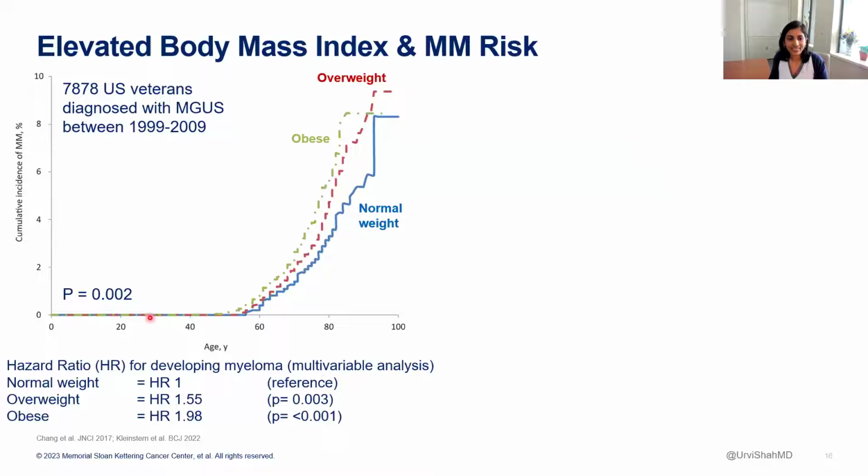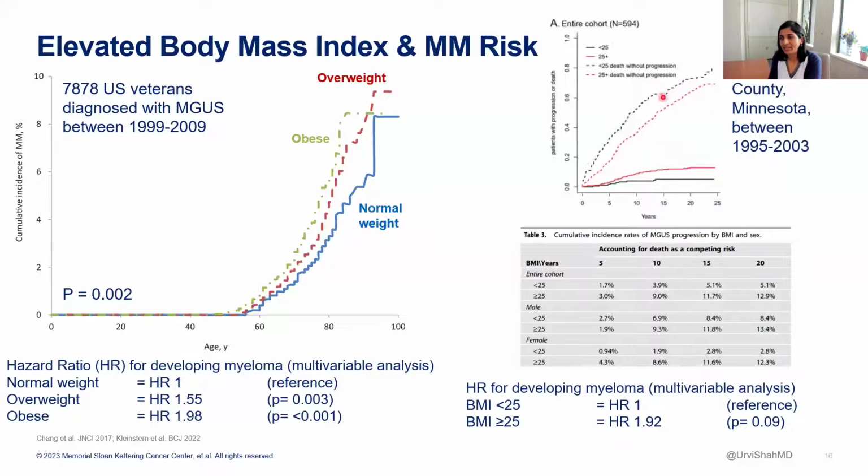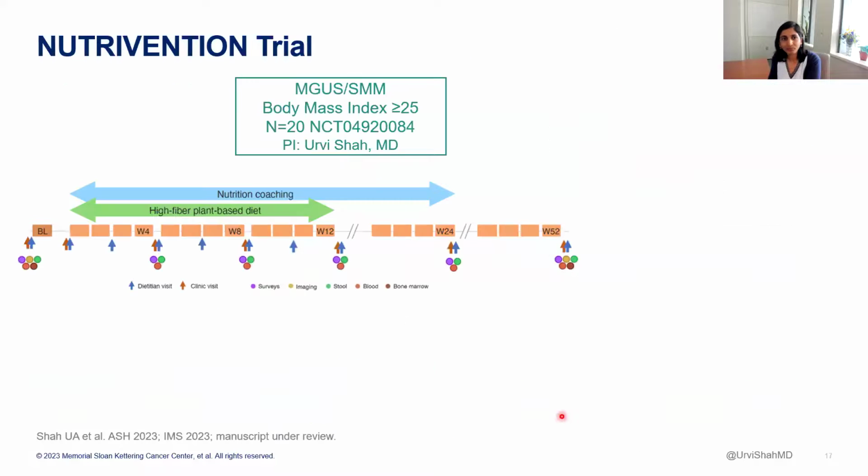You can also see in this study, which looked at weight, BMI, and risk of progression, that patients who had a normal BMI had a lower risk of progression, so hazard ratio of 1, but those who had an elevated BMI had a hazard ratio almost 2, meaning double the risk of progression, and you can see the risk increasing with increase in weight. And this is similar in another study, exactly the same, that the risk is almost double with an elevated BMI.